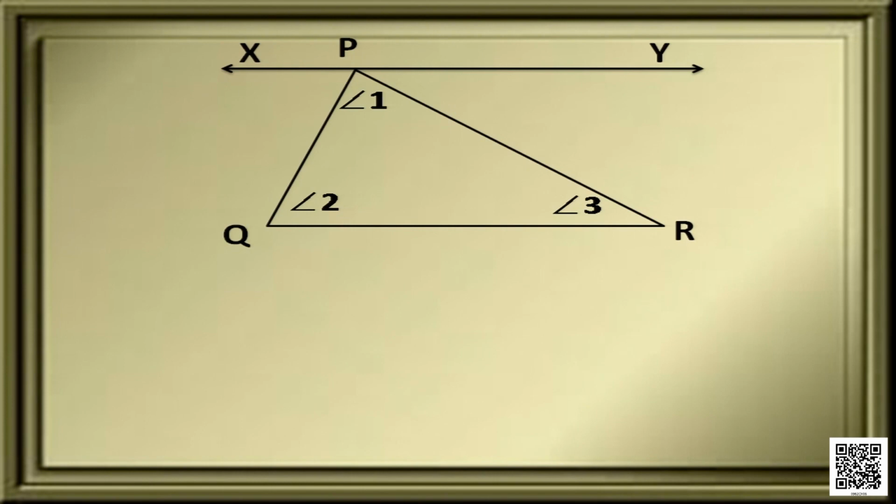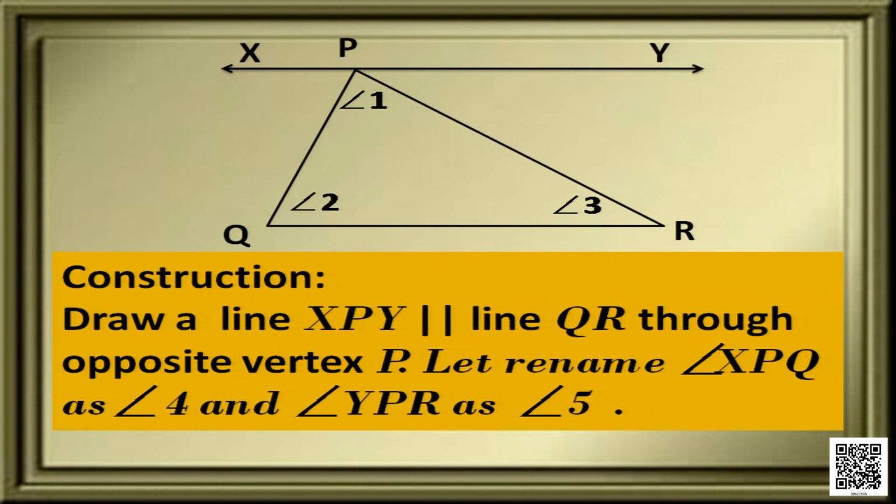We have to draw a line XY through P, which is parallel to QR. So we can write: draw a line XPY parallel to QR through the opposite vertex P, and let us rename angle XPQ to be angle 4 and angle YPR to be angle 5. Then we have to prove.